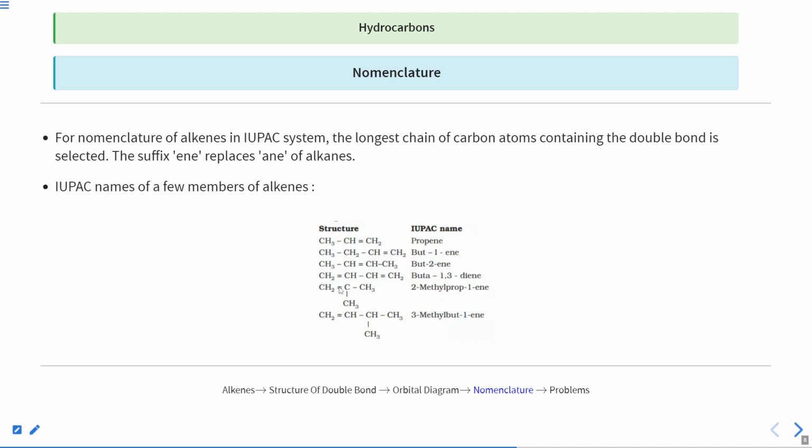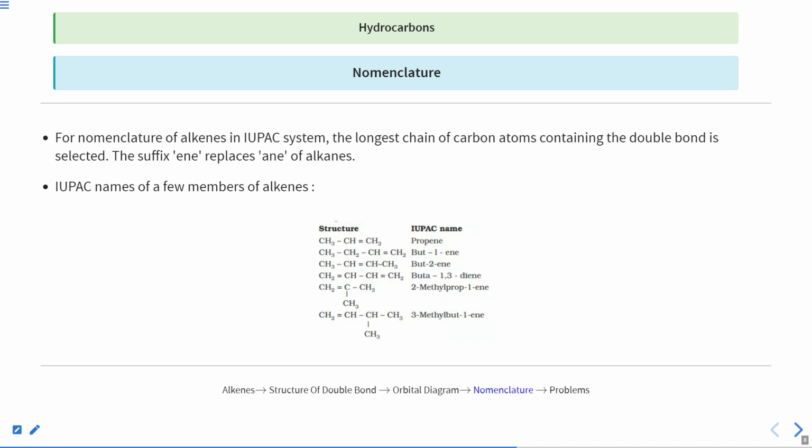What about this compound? Again, the longest chain can be considered. There are two possible longest chains. Either you start from the right or you start from the left. But we want the functional group earlier, so we will start from the left. So 1, 2, and 3, 3 carbons, propane. At first position we have a double bond, so prop-1-ene. And at second position we have a methyl group attached to the carbon. So 2-methylprop-1-ene. The name would be 2-methylprop-1-ene.